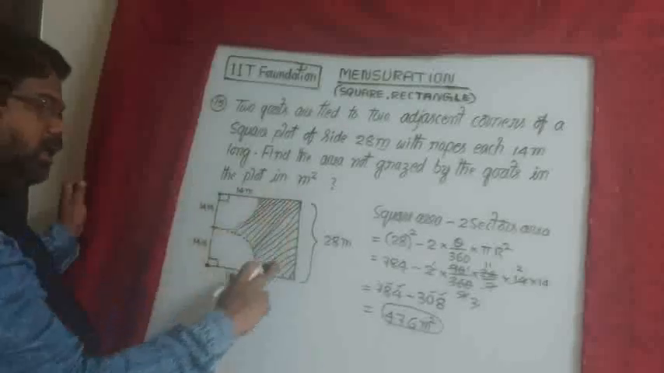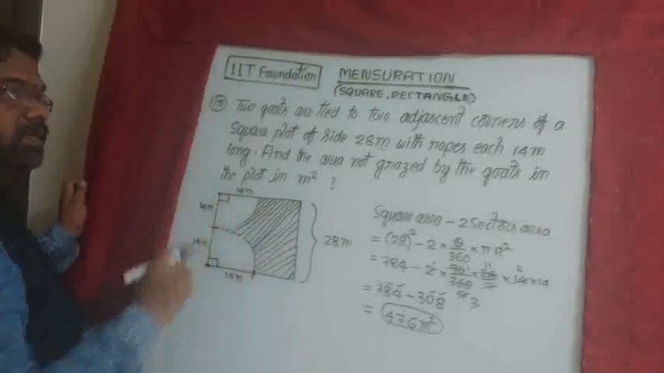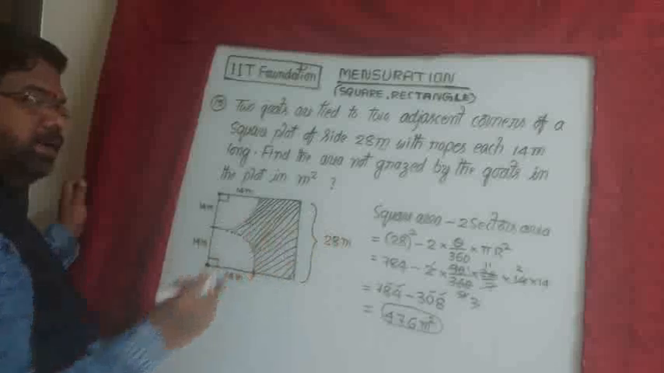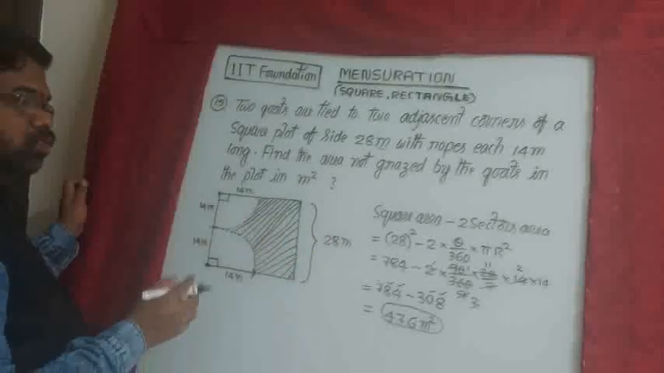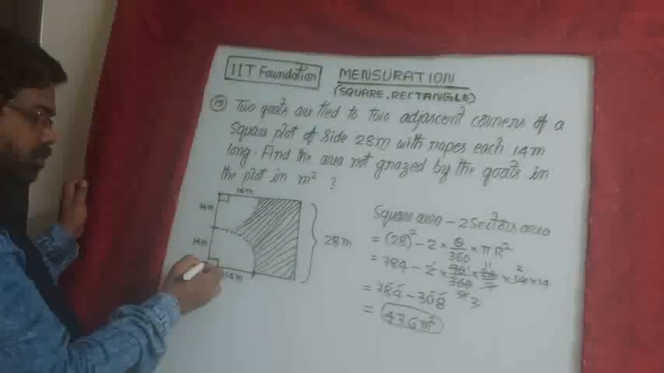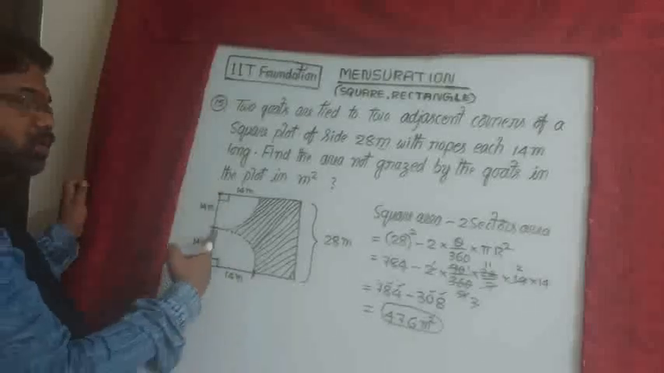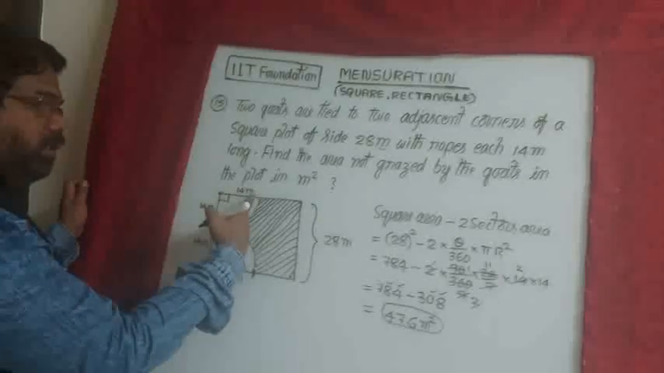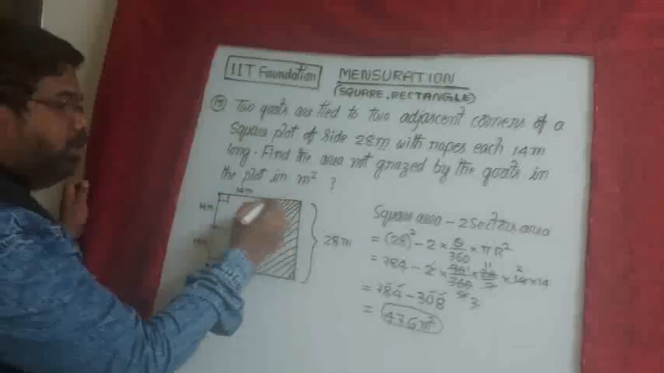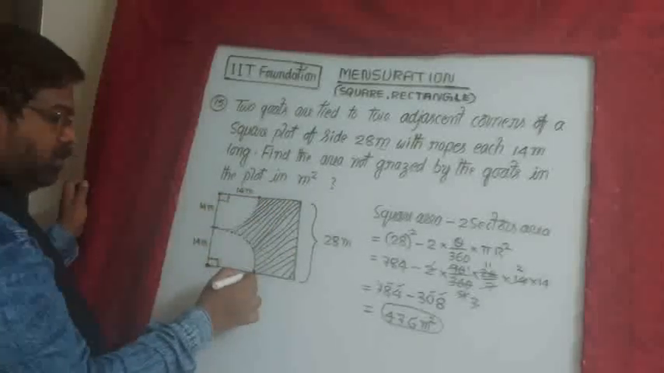So a square plot is there, each side is 28 meters. Now two goats are tied at two adjacent corners. The length of the rope is 14 meters. 28 total, 14 means exactly the middle. So here also exactly the middle.